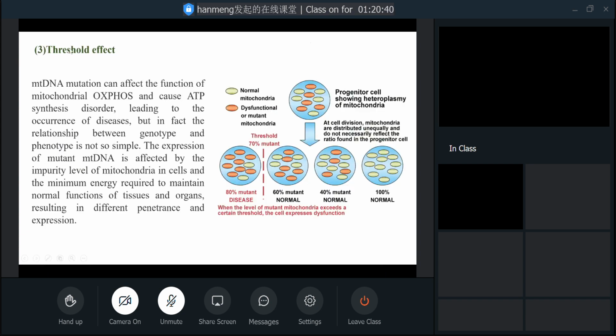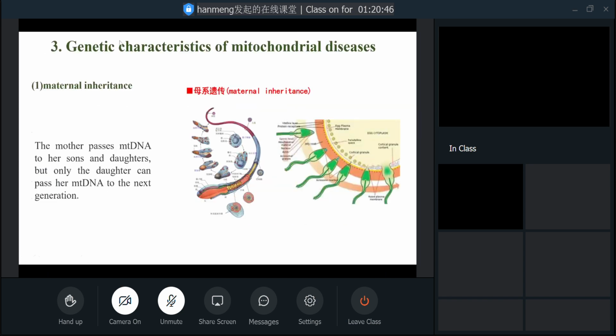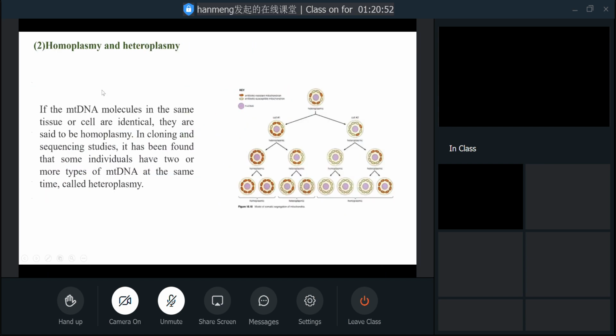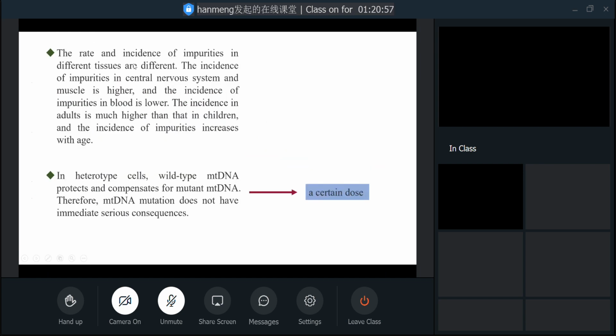The third one is the third characteristic of the genetic character of mitochondrial disease. One is the maternal inheritance. Two is the homoplasmy and the heteroplasmy. Third is the threshold effect.